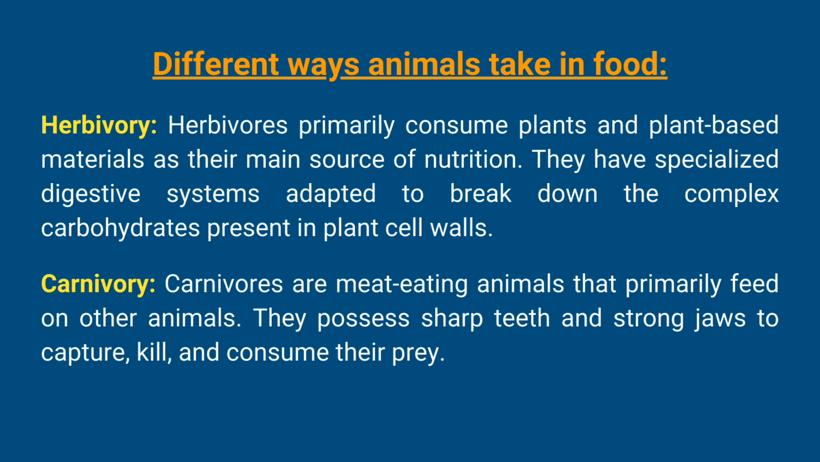Different ways animals take in food. Herbivory. Herbivores primarily consume plants and plant-based materials as their main source of nutrition. They have specialized digestive systems adapted to break down the complex carbohydrates present in plant cell walls. Carnivory. Carnivores are meat-eating animals that primarily feed on other animals. They possess sharp teeth and strong jaws to capture, kill, and consume their prey.